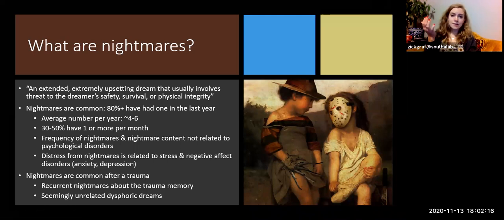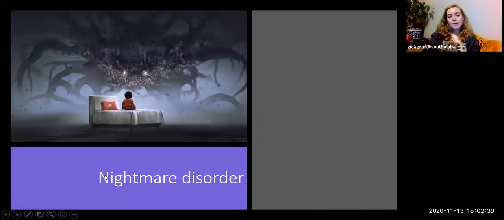It's also really common to have a lot of nightmares after you go through a traumatic experience. In PTSD, the nightmares are often about the trauma itself, but even in people who don't have PTSD, or in people who do have PTSD, many of the post-traumatic nightmares are not necessarily about what happened, but the frequency of bad dreams about a threat to safety increases. So nightmares are pretty normal.